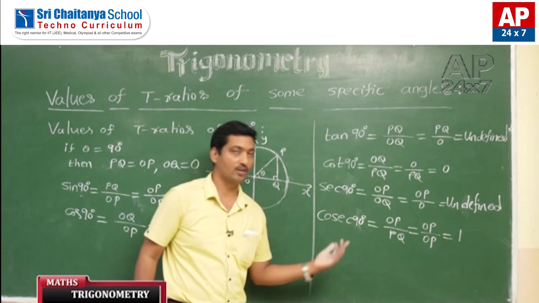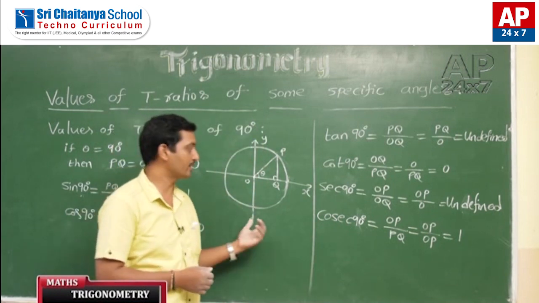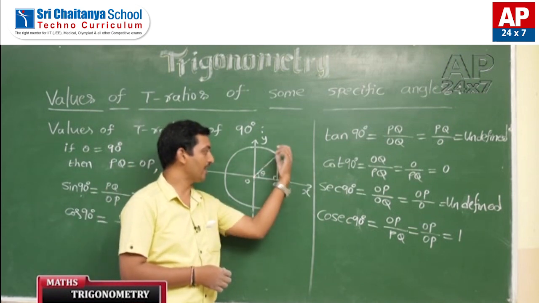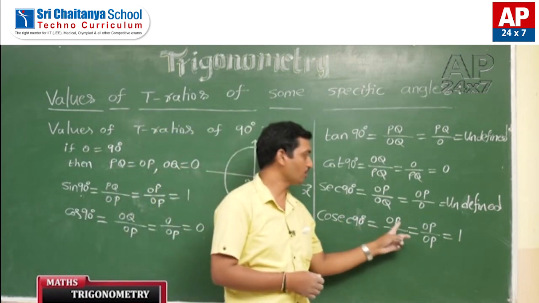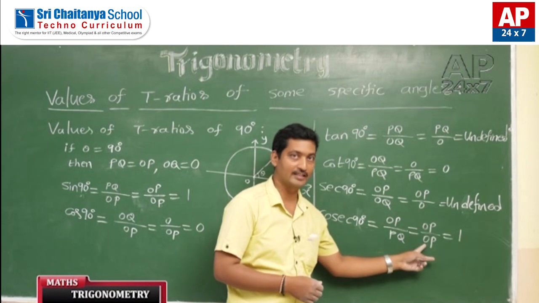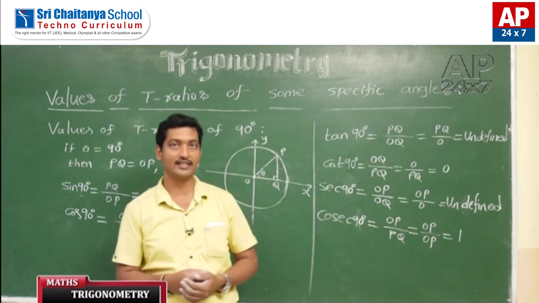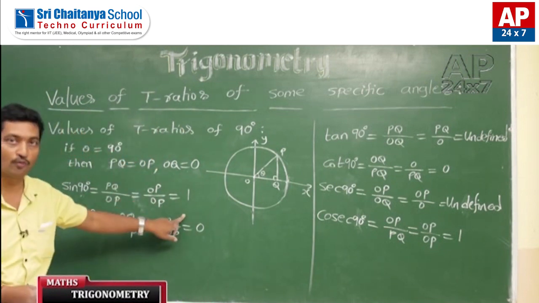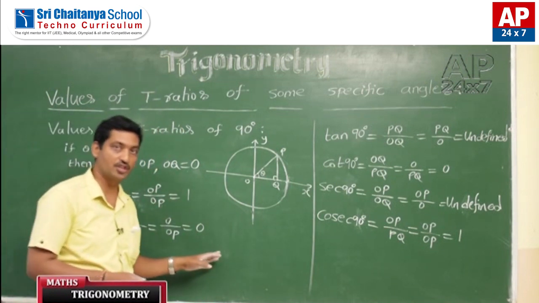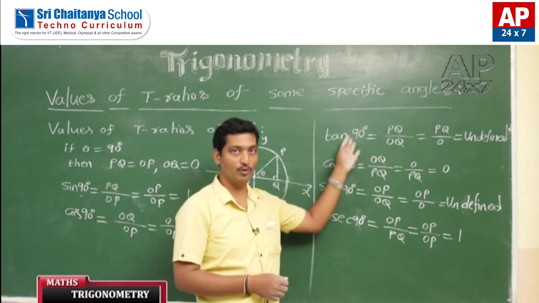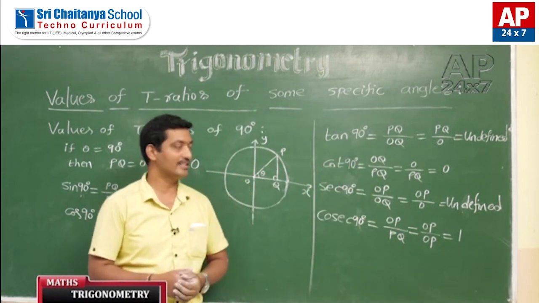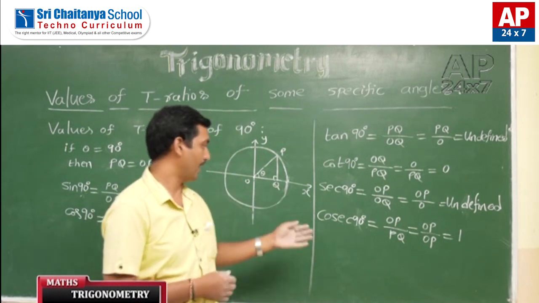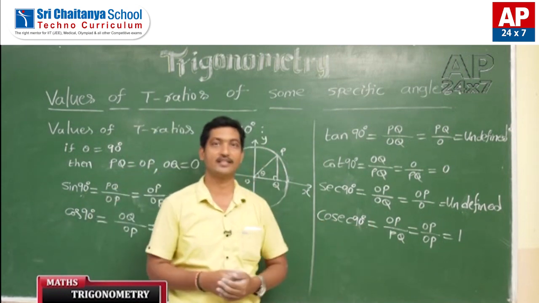Now come to the last one, cosecant 90 degrees. What is cosecant 90 degrees? Cosecant 90 degrees is equal to OP by PQ. OP is equal to PQ, therefore OP cancelled, then 1 is remaining. Cosecant 90 degrees is equal to 1. Children, see, sin 90 degrees is equal to 1, cos 90 degrees is equal to 0, tan 90 degrees is undefined, cot 90 degrees is equal to 0, secant 90 degrees is undefined, and last one, cosecant 90 degrees is 1.